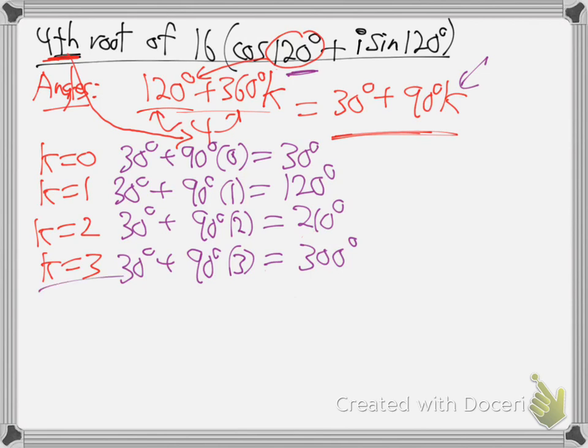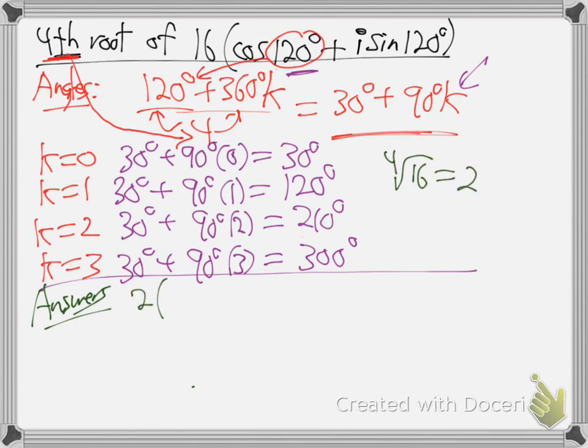So what are my final answers then for the whole problem? The final answers, the 4 complex numbers that are fourth roots of that original, is the fourth root of 16. I forgot to do the number. Fourth root of 16 is just 2.